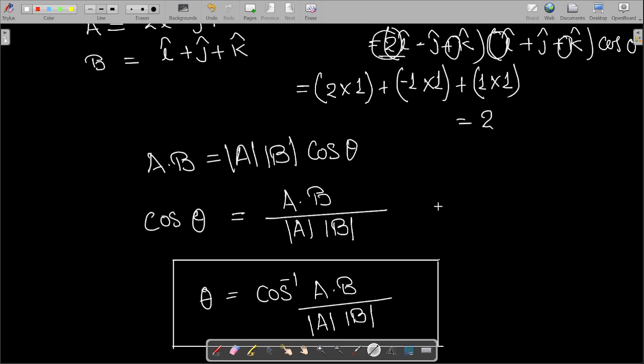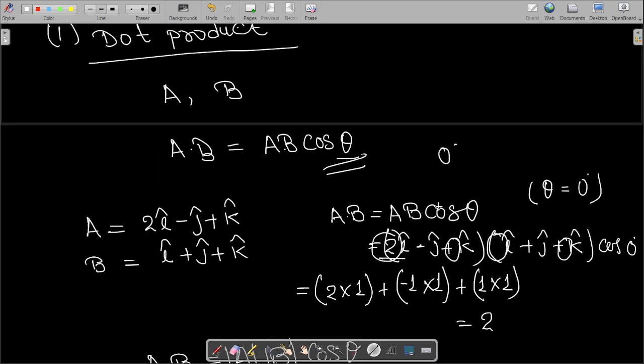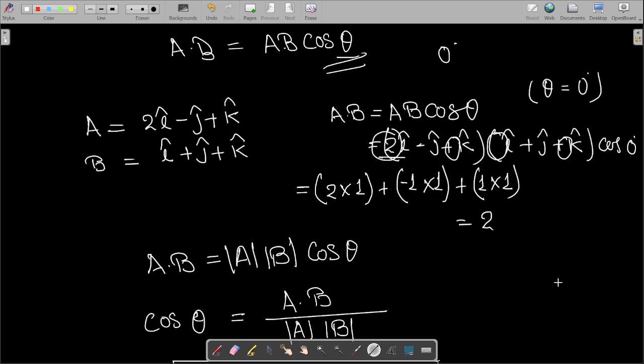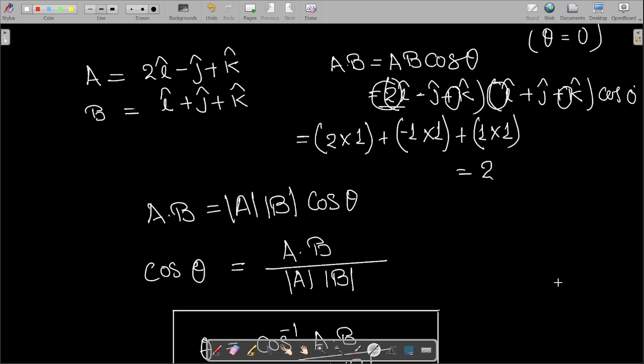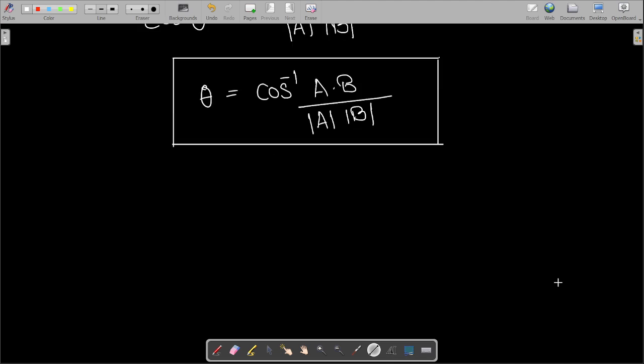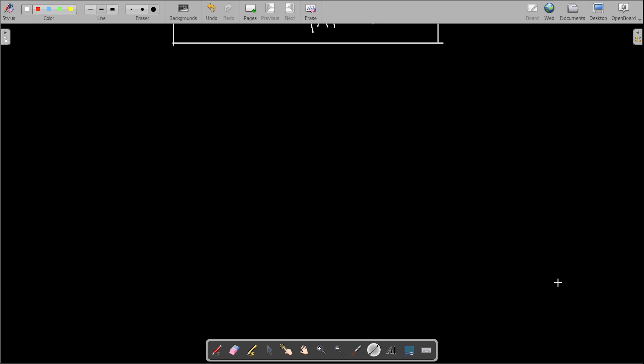Okay, this is the method of the product of two vectors, that is the dot product. Okay, write it down. Now the second one is the cross product.